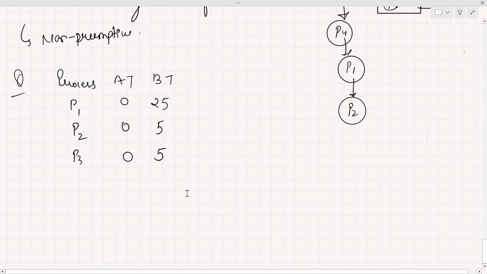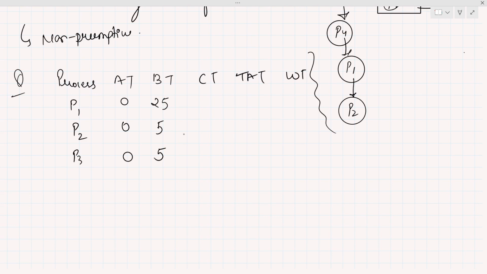Why do we select the same question? Because we are going to compare the average turnaround time and average waiting time, to see whether there is a change between these two algorithms or not. Now solve this question. What do we need? Completion time, turnaround time, and waiting time, to find the average waiting time and TAT.